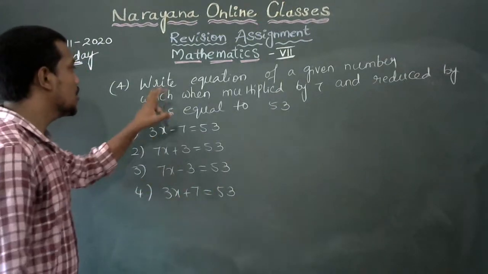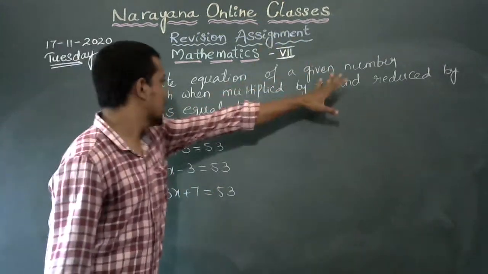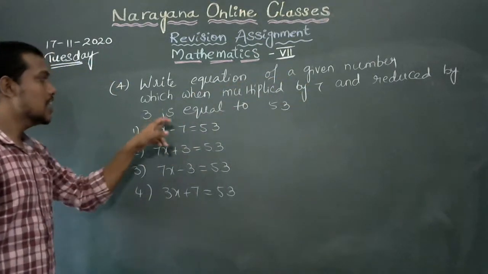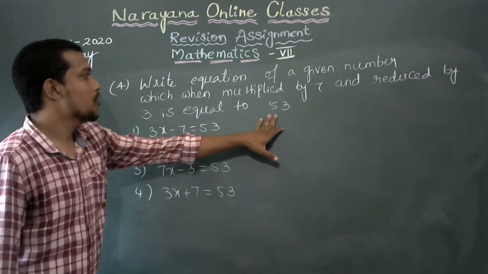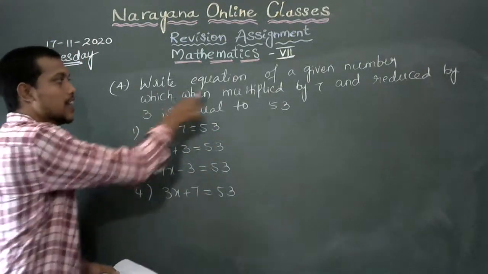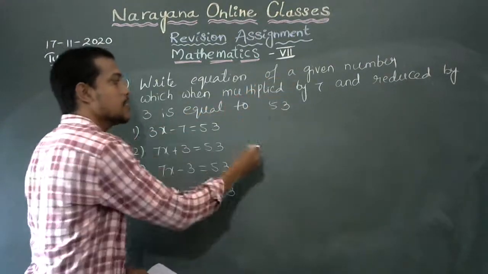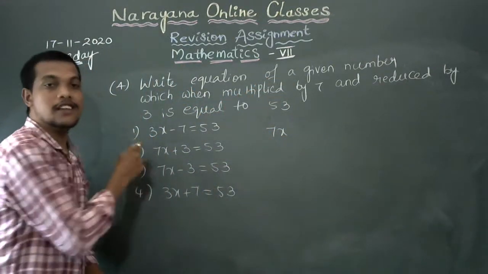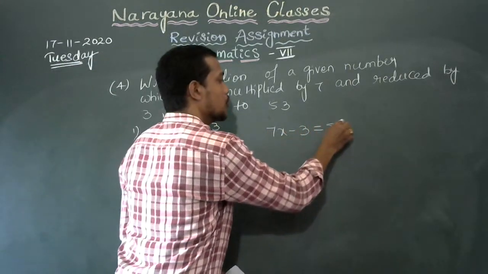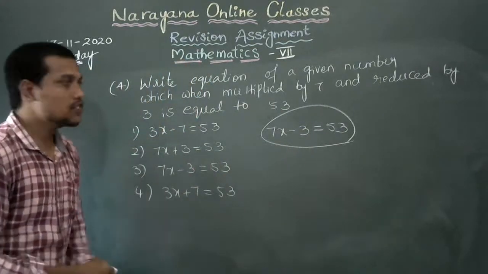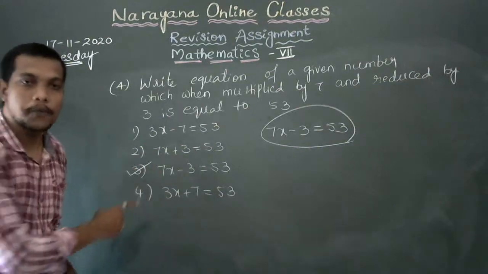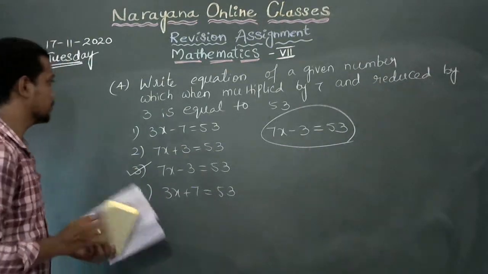Now what is the question? Write an equation of the given number which when multiplied by 7 and reduced by 3 is equal to 53. Okay? Reduced by 3. When a number is multiplied by 7 means 7x, reduced means minus 3. So is equal to means equal to 53. So this is the equation of the given information. 7x minus 3 equal to 53. Option 3 is the correct option.